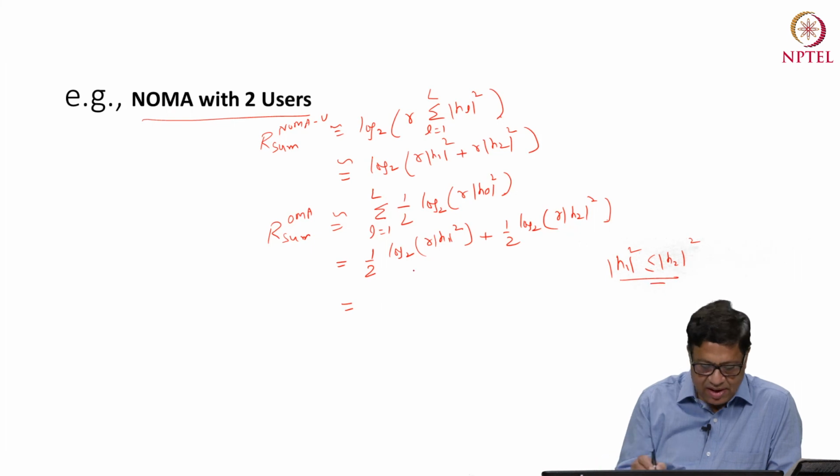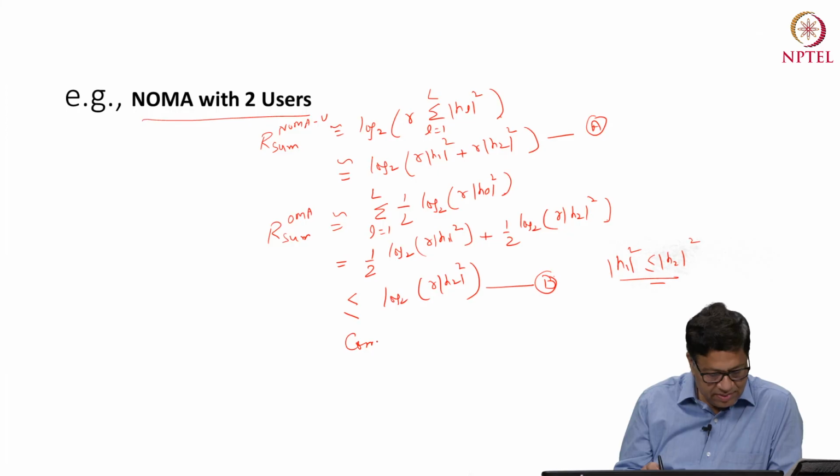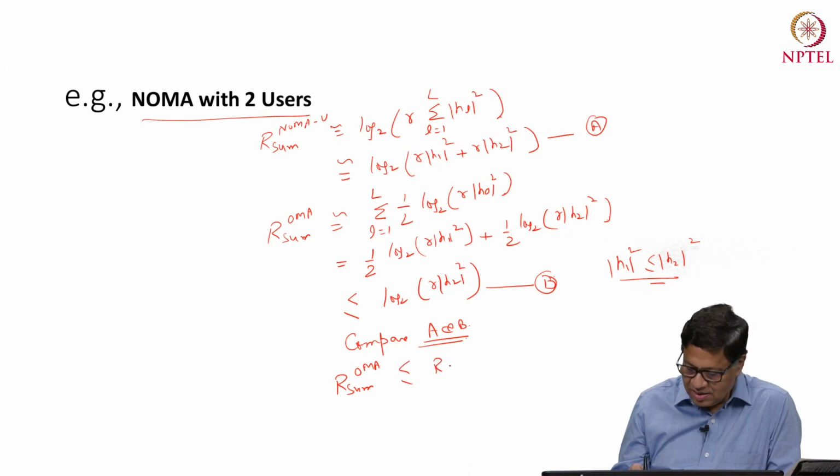So if this is valid, then I can write this as, it will be definitely less than log 2 gamma H2 whole square. Now seeing this equation A and B, that is, comparing A and B, we can easily see that R sum rate OMA, this is an example of two users, is less than R sum rate NOMA.